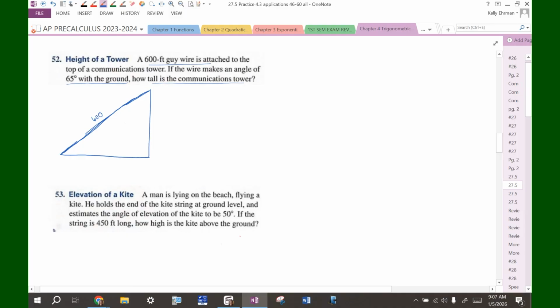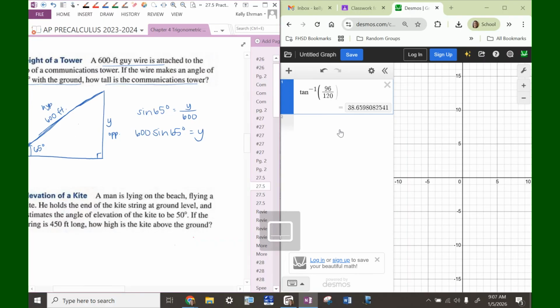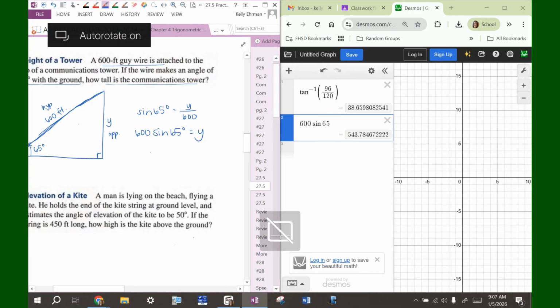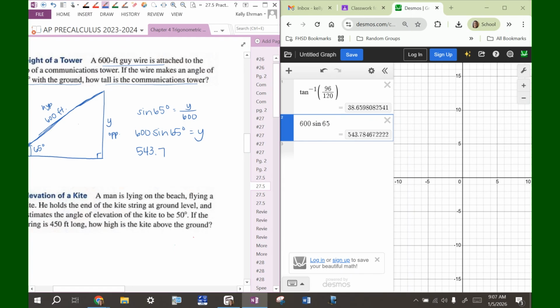So the guy wire is 600 feet. There. The communications tower, we're assuming, is vertical. We don't know how tall it is, so let's call that y. And the wire makes an angle with the ground, also known as an angle of elevation, of 65 degrees. So we have opposite and hypotenuse. So the sine of 65 degrees will equal y over 600. To solve for y in the numerator, we multiply the 600 to the left side. And we go from there. 600 times the sine of 65 is 543.785 feet.